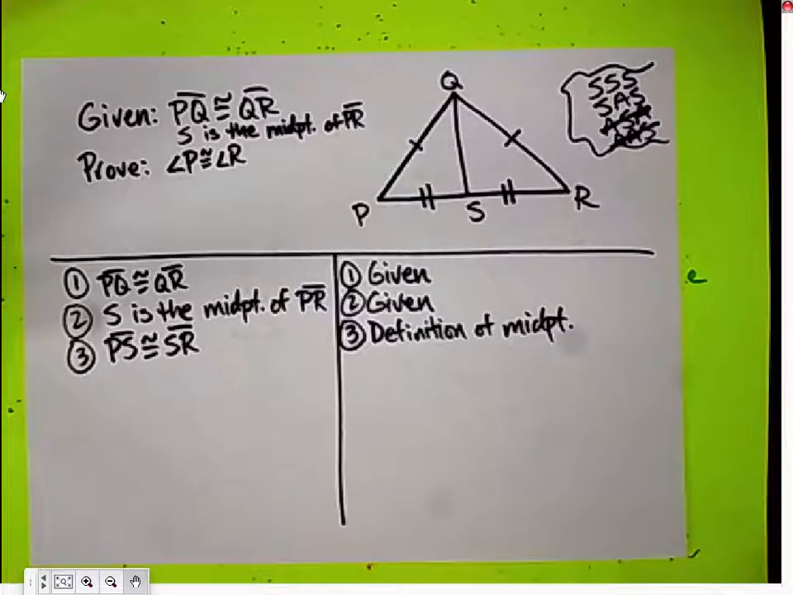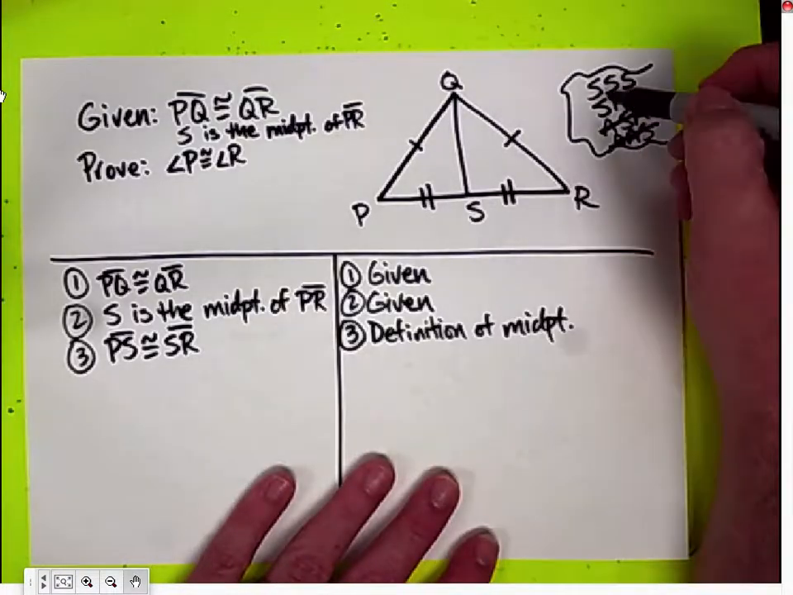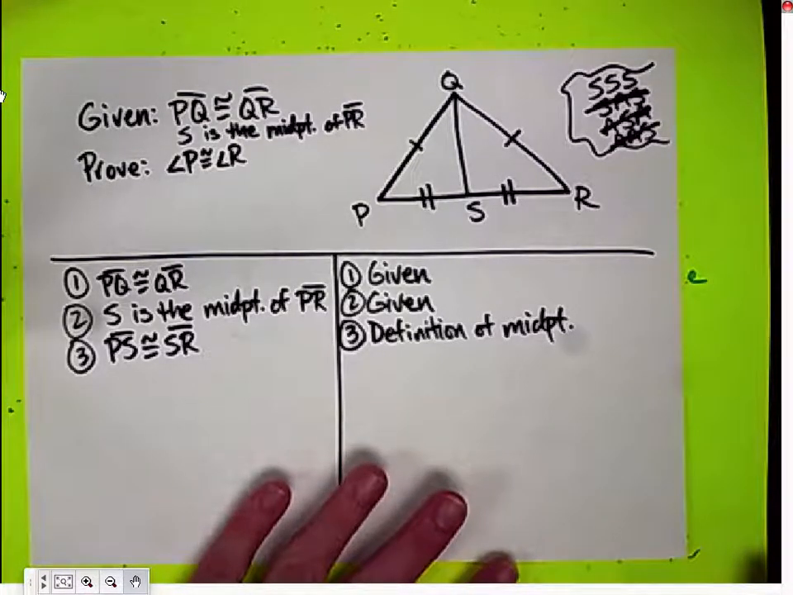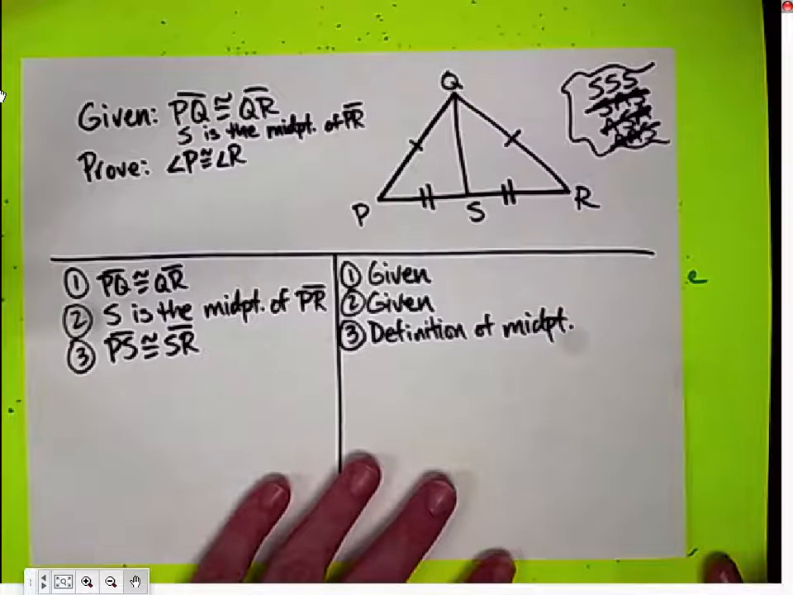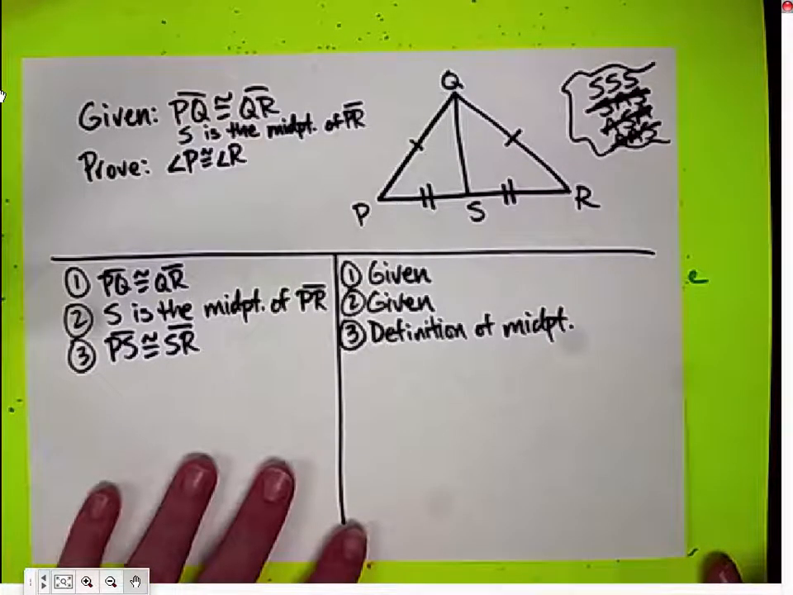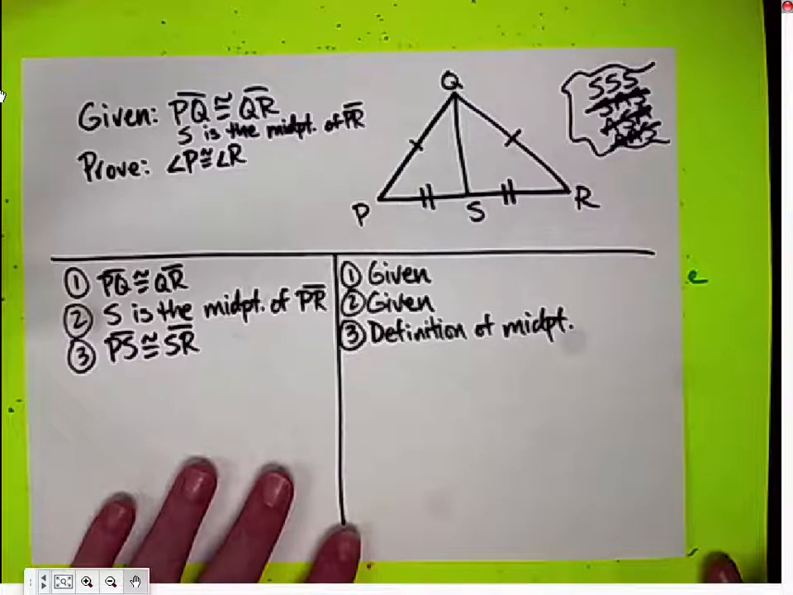If we were going to use side, angle, side, what would we need to know? We would need to know that angle P is congruent to angle R. Do we know that? No, that's what we're trying to prove. So we can't use side, angle, side, because the only angle we would need is the one we're trying to prove. So we have to use side, side, side. What is the third side of triangle PQS? QS. What is the third side of triangle QRS? QS.